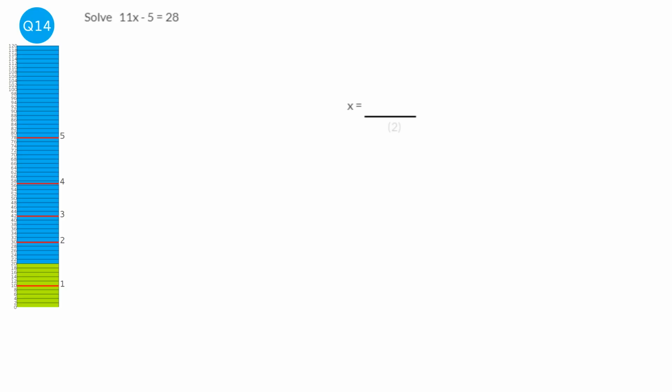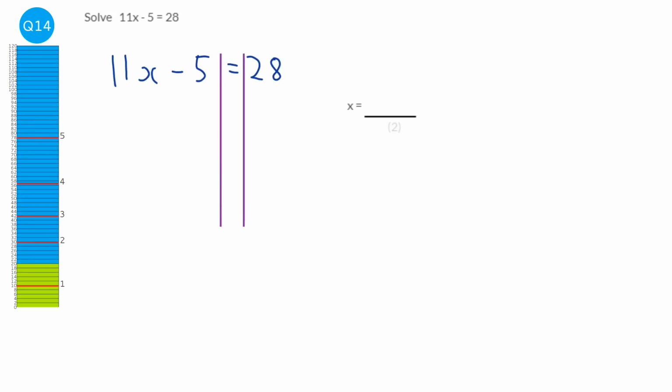So to solve this, I'm going to first of all just write out the question just to make it a bit bigger. First thing we do is put in our solving lines. So we just put a set of lines to the left and the right of the equals. And what we need to do is get the x on its own. So looking around, there's this 11 we want to get rid of, and this take away 5 we want to get rid of. Always get rid of the plus or the take away first. So we're going to focus on this -5.